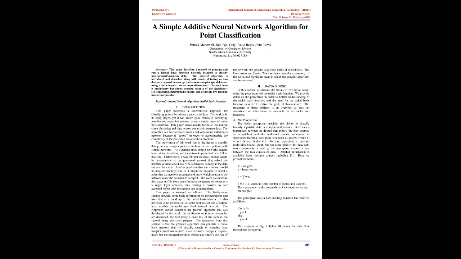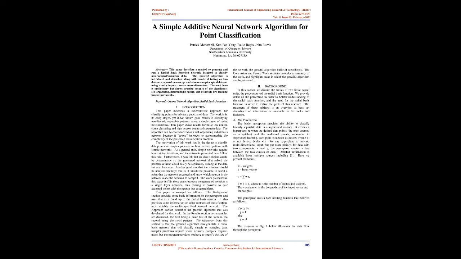2. Background. In this section we discuss the basics of two basic neural units, the perceptron and the radial basis function. We provide detail on the perceptron in order to bolster understanding of the radial basis function, and the need for the radial basis function in order to realize the goals of this research. The treatment of these subjects is an overview at best; an abundance of information is available in textbooks and literature.